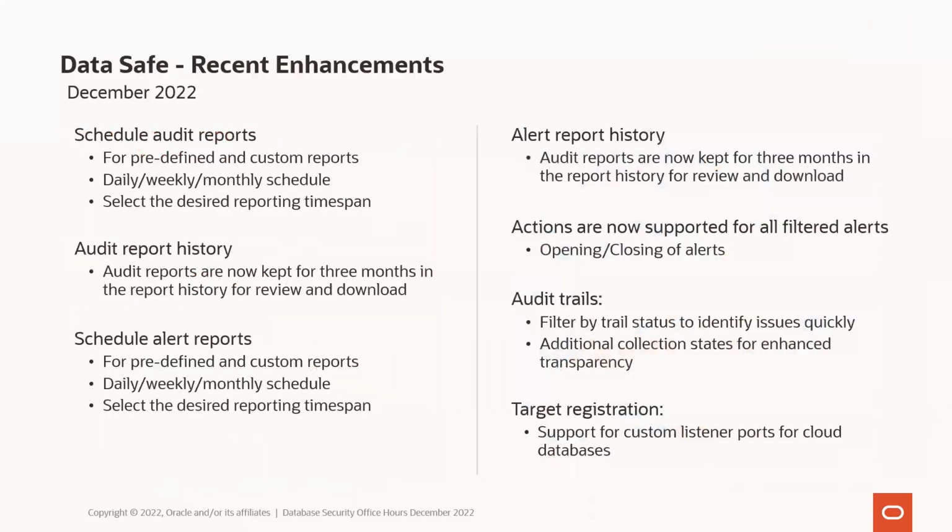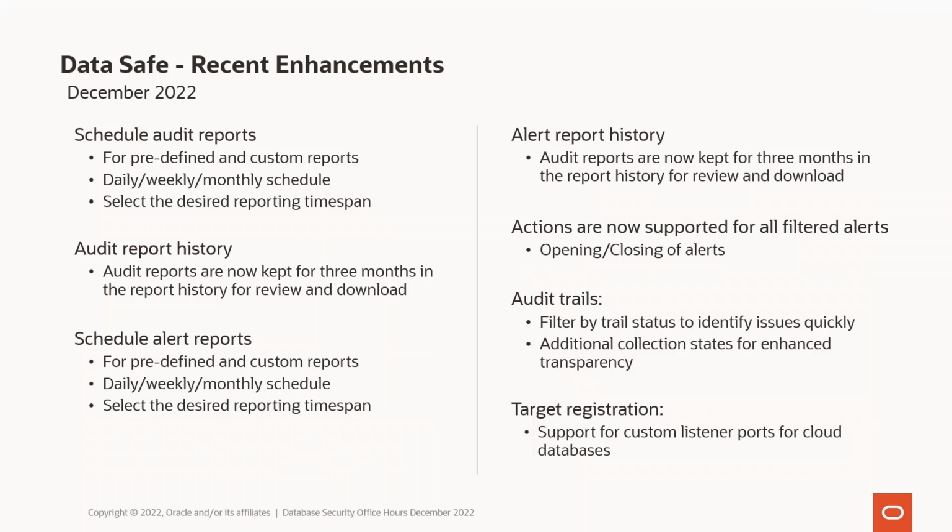Okay. Data Safe has some recent enhancements for December. So now you can schedule audit reports, predefined or custom. You can look at that audit report history there too. So we've got a 3-month back catalog of those reports that were generated. We allow you to schedule alert reports as well. So daily, weekly, monthly type of schedules there. And then also get audit reports kept for 3 months on that report history for you to review or go download. Actions now supports filtered alerts there too.